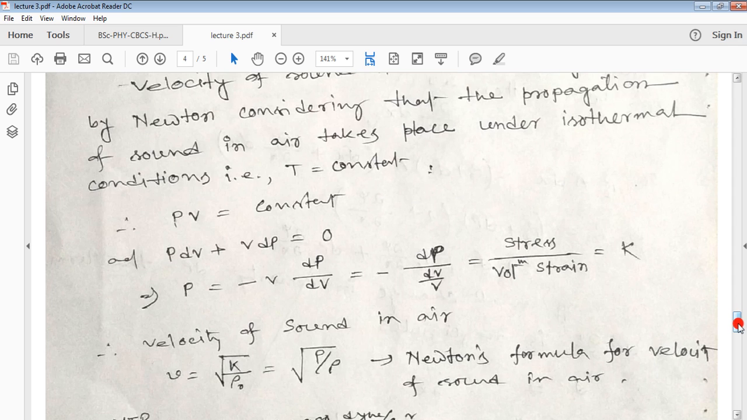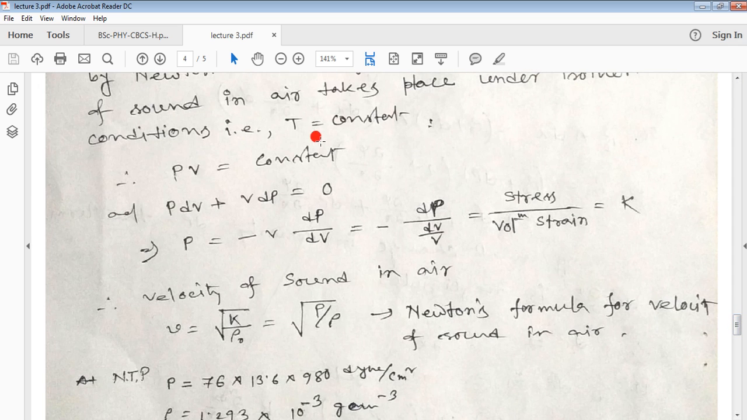So considering the process to be isothermal, that is T equal to constant, we obtain this relation for gas, PV equal to constant, and differentiating we obtain P dV plus V dP equal to 0, which in turn, after some mathematical rearrangement, we obtain pressure in terms of bulk modulus, that is pressure equal to bulk modulus K, which is equal to stress by volume strain.